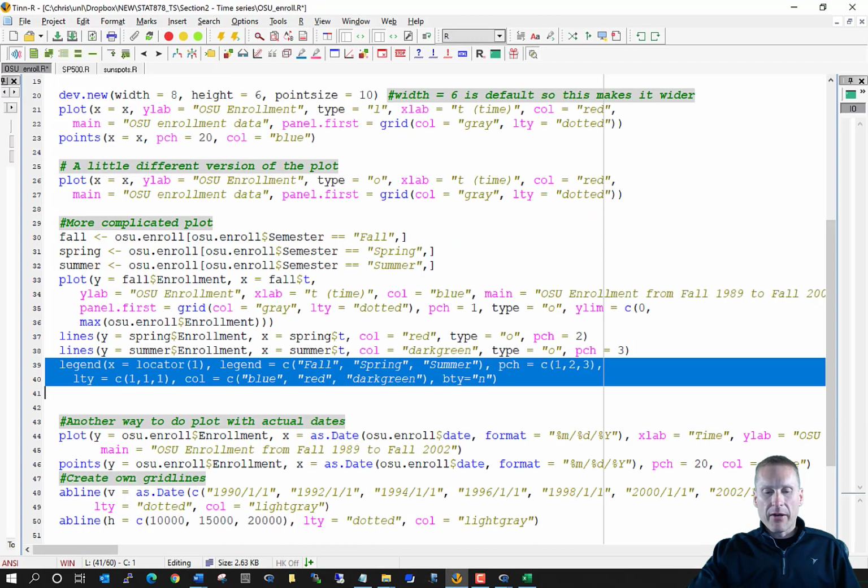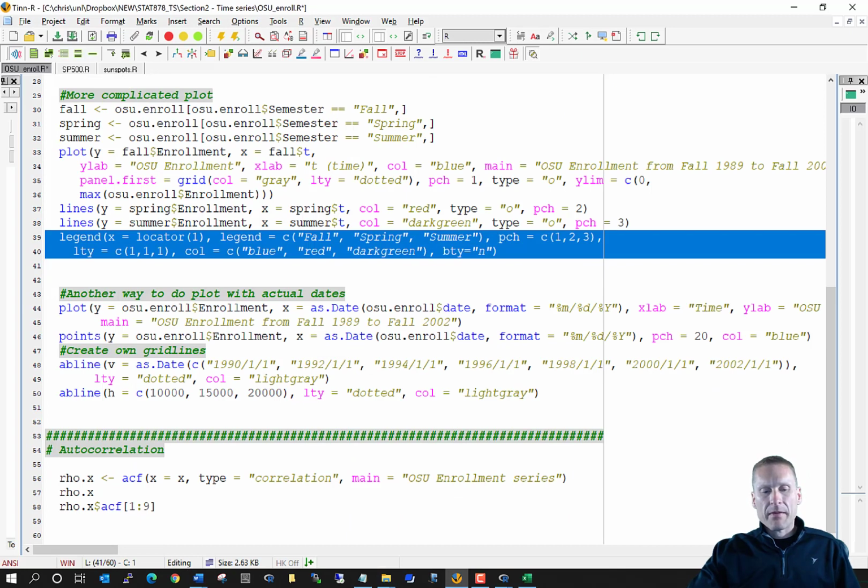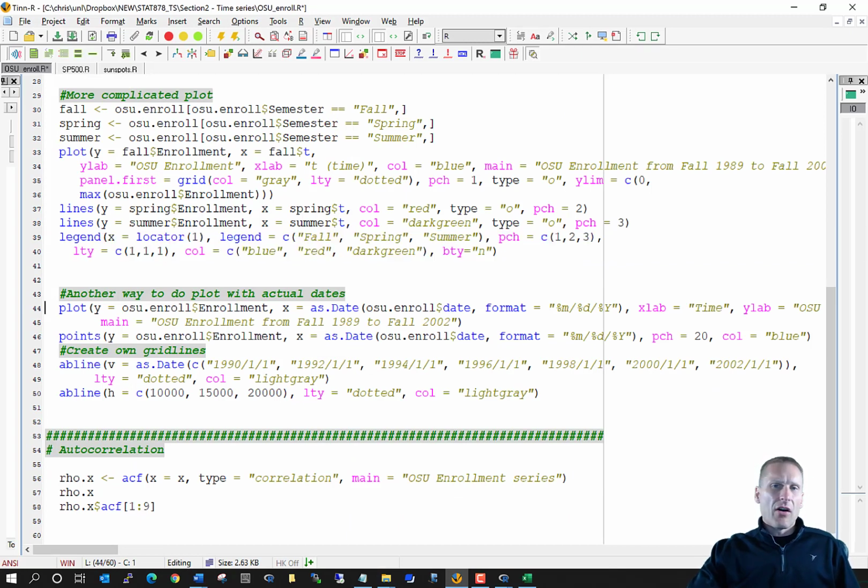So let's talk about how we can work with dates. Working with dates in R is not always a simple thing to do, but at least for our course, I don't think we're going to run into too many difficulties. So to do this plot again, for my plot function, for my y-axis, I'm going to pull out the enrollment from OSU.enroll.